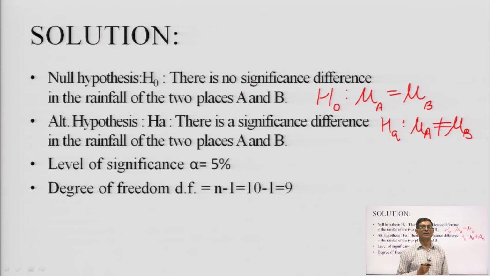The third step is the level of significance, and as we know in standard conditions alpha is 5%, and if we need a more precise result we take it as 1% or 0.1%. The next step for the test statistic of the t test is the degree of freedom, which is n minus 1, and as the sample size is 10, degree of freedom equals 10 minus 1, equal to 9.